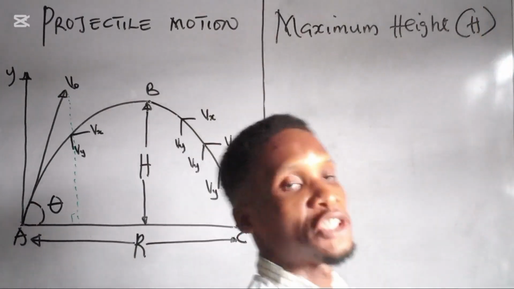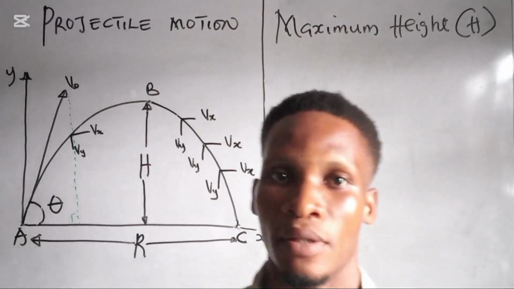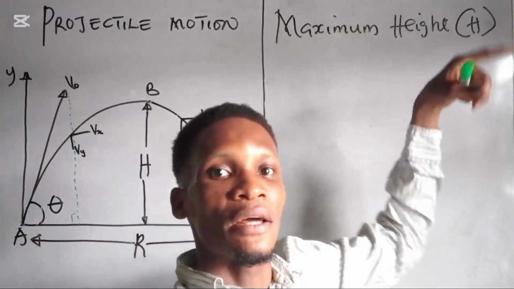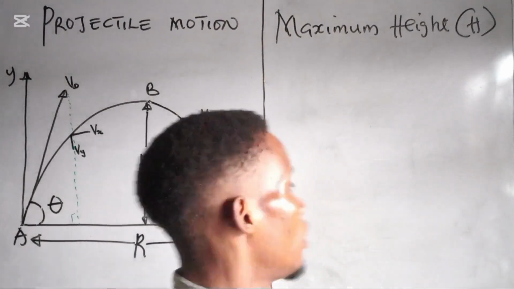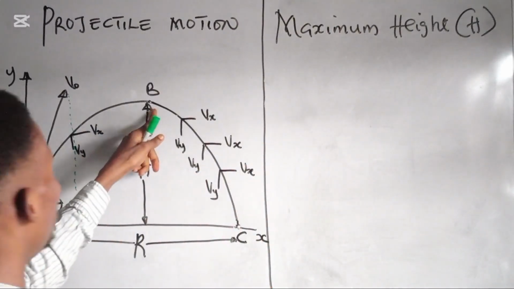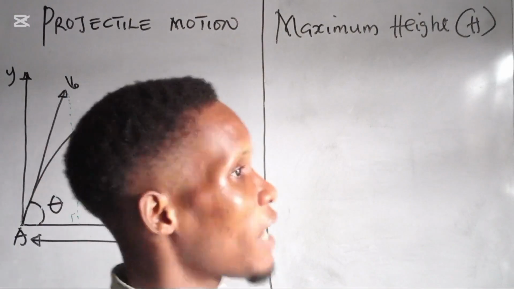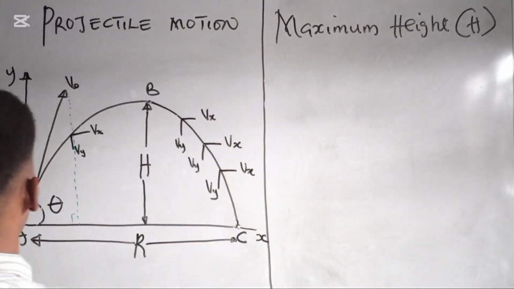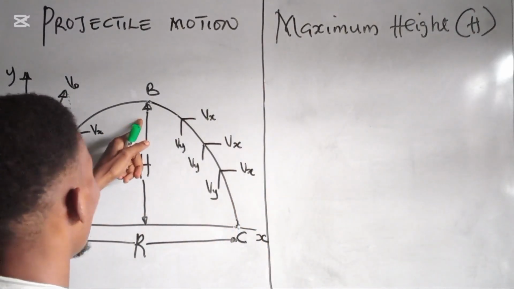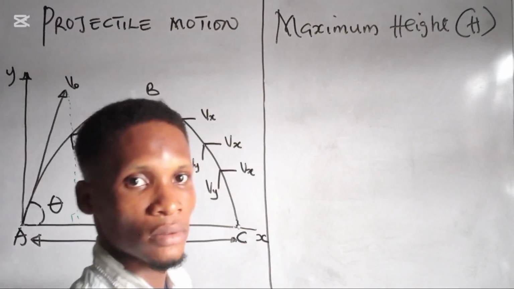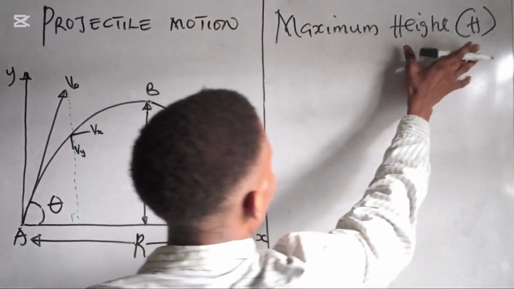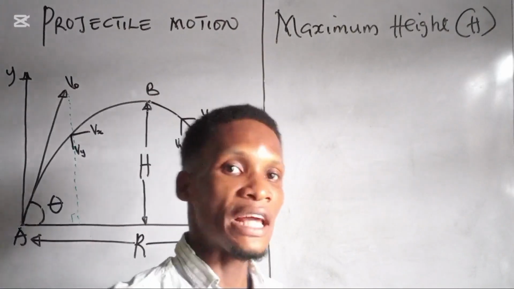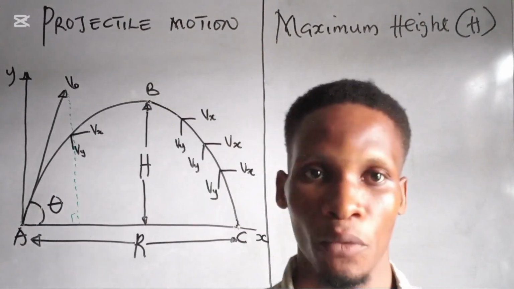For this h, that is what we use to represent maximum height. Now let's look at the definition of maximum height. We say that maximum height is the distance attained by the projected object from point A to point B. What I mean is this: it's the maximum distance, the highest distance that is attained by the object vertically. So for you to get maximum height, we would consider the maximum vertical height attained by that particular object that is being projected.